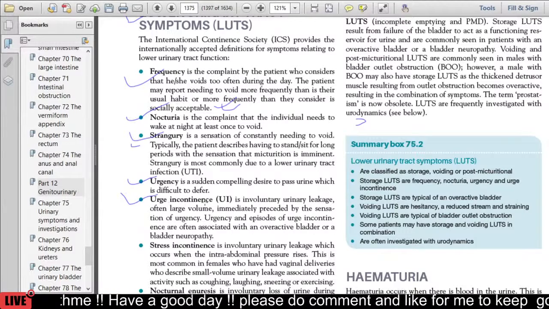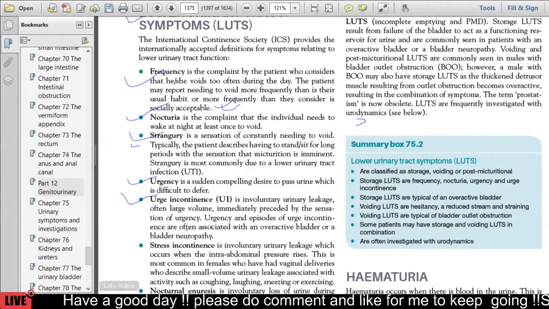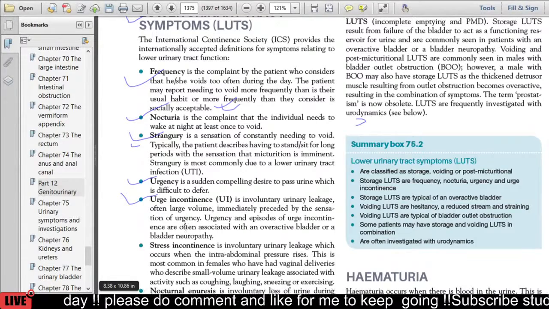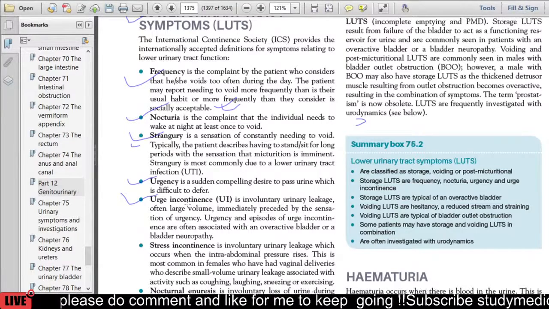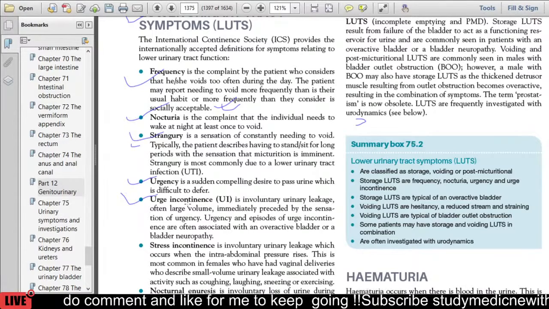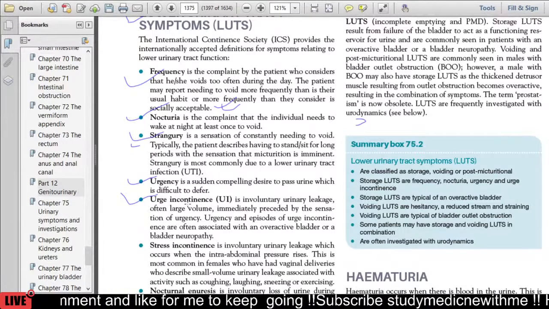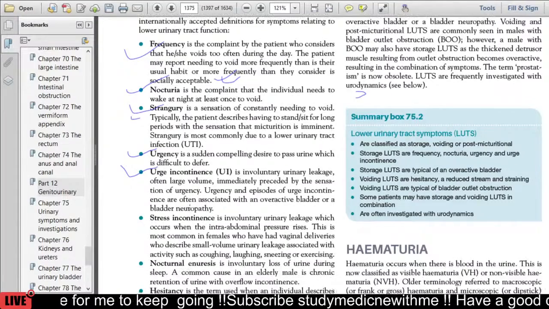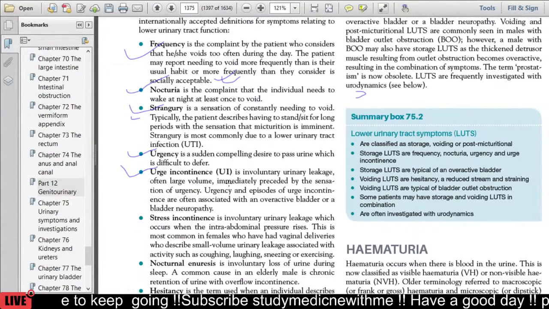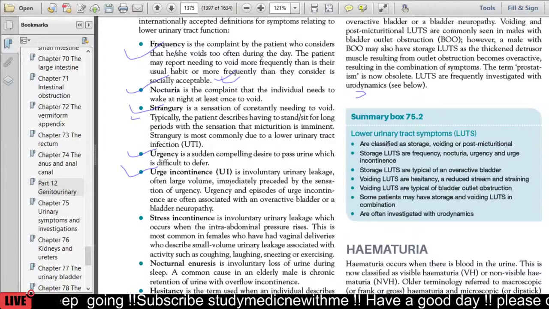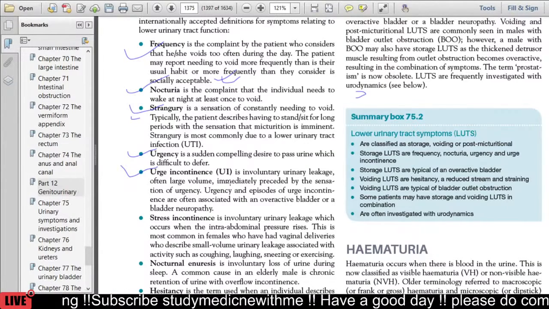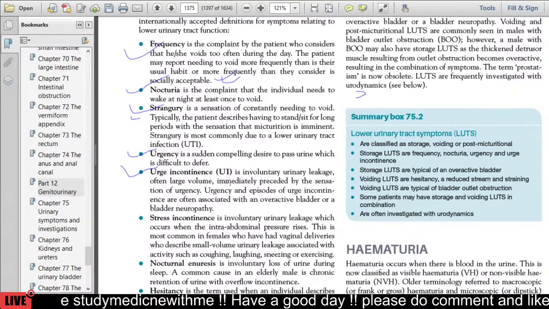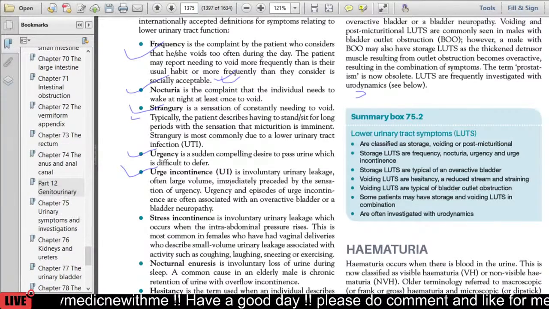Urinary incontinence is basically the inability to control the voiding of urine, in a very simple language. Incontinence means being unable to control the void of the urine. So urge incontinence means the incontinence that occurs after the urgency.